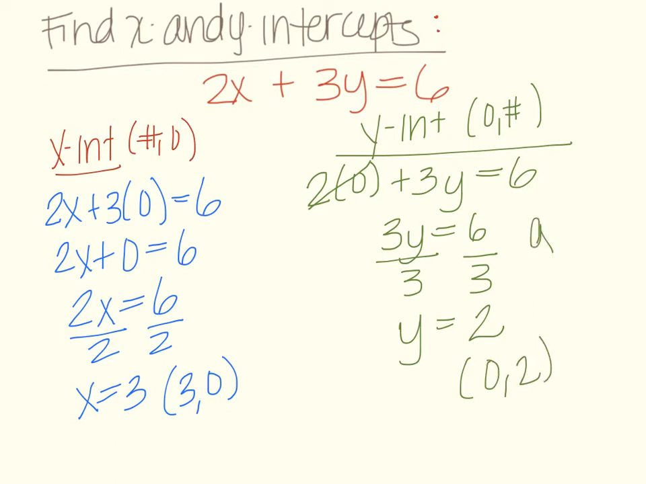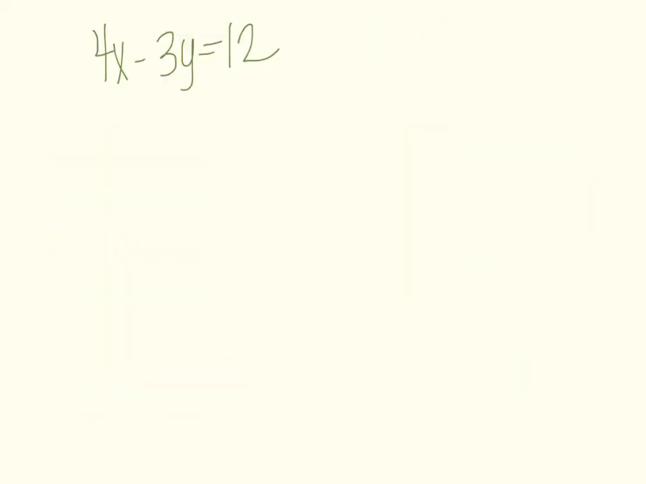Now you can graph these two to make your straight line instead of doing it how we were doing it before with finding slope and y-intercept. So I want you to go ahead and try doing the x and the y-intercept for the following equation. 4x minus 3y equals 12. So pause the video, try it on your own, and then play it to see if you get it right.